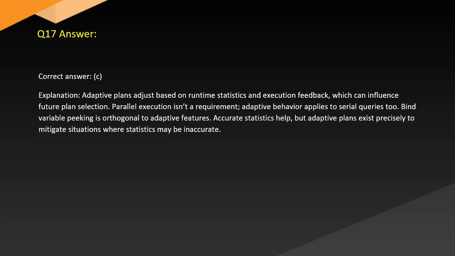Answer. Correct answer: C. Explanation. Adaptive plans are based on runtime statistics and execution feedback, which can influence future plan selection. Parallel execution isn't a requirement. Adaptive behavior applies to serial queries too. Bind variable peeking is orthogonal to adaptive features. Accurate statistics help, but adaptive plans exist precisely to mitigate situations where statistics may be inaccurate.